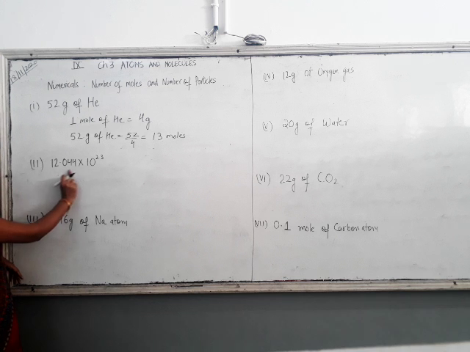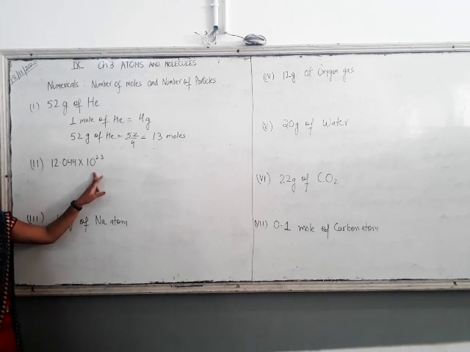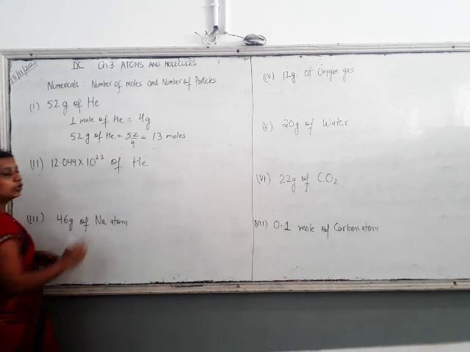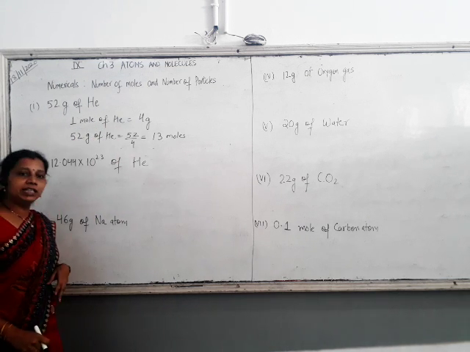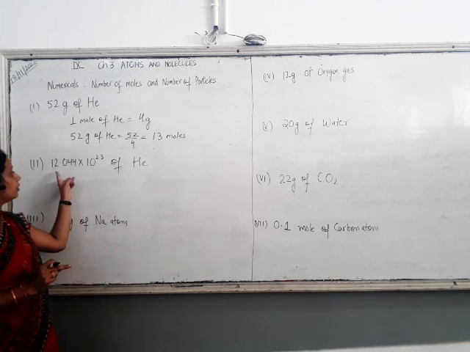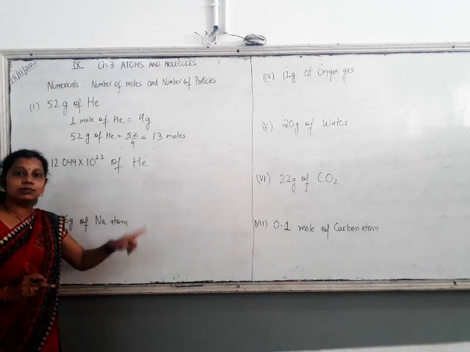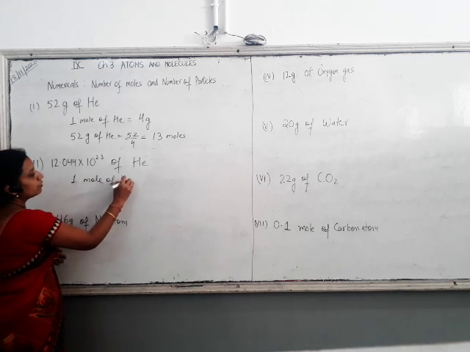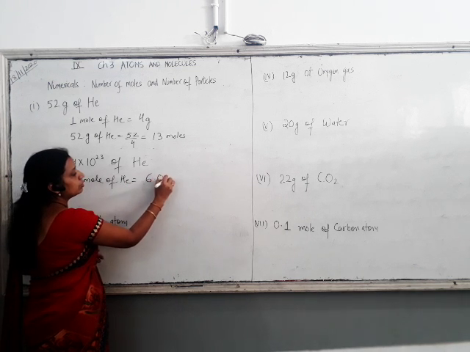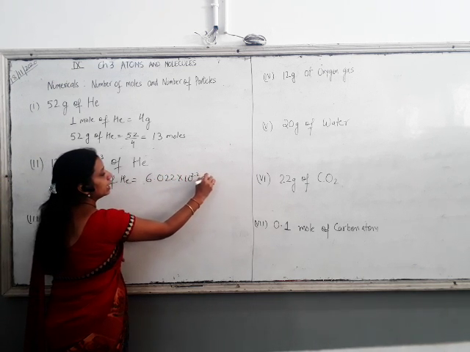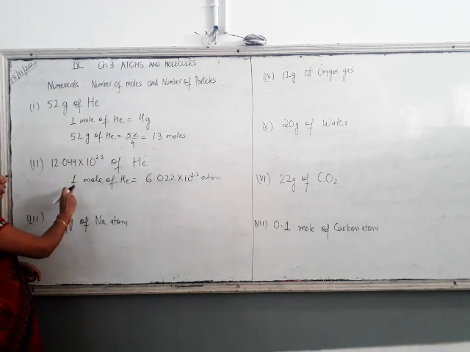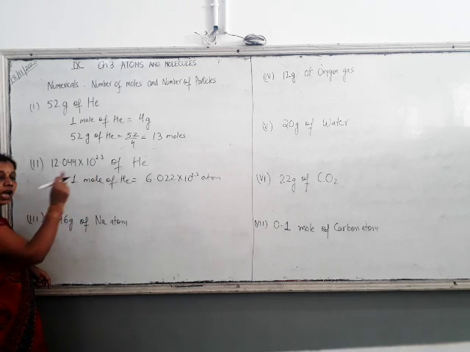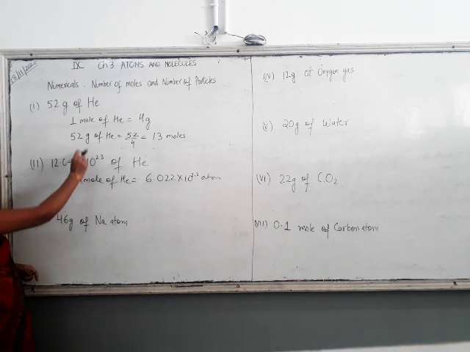Second question, this much number of particles is given. You have to find the number of moles in this many particles. This is also for helium. Here you wrote the mole of helium in terms of molar mass. Now for this, you have to write the mole in terms of particles. So 1 mole of helium in terms of particles, I can write as 6.022 × 10^23 atoms, or particles. So 1 mole of helium contains this many particles. So this many particles means how many moles of helium is present.